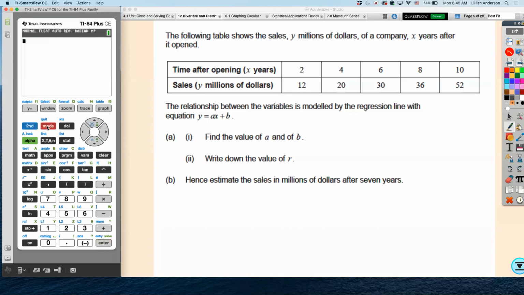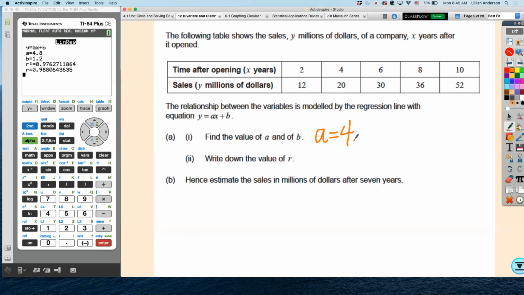For me personally, I like to quit out of my program so I don't have any issues. Second mode quits me out of that. Stat, calc, option 4. X list in L1, Y list in L2. Frequency list is clear. I go to calculate, and there is my regression line as well as my correlation coefficient. So A is 4.8, B is 1.2. And R would be what rounded to 3 significant figures? Very good.